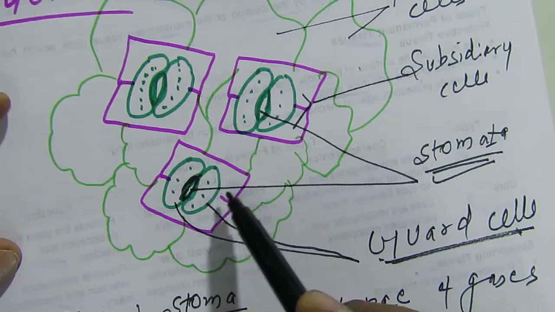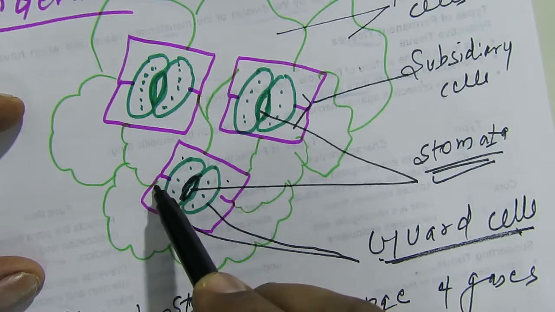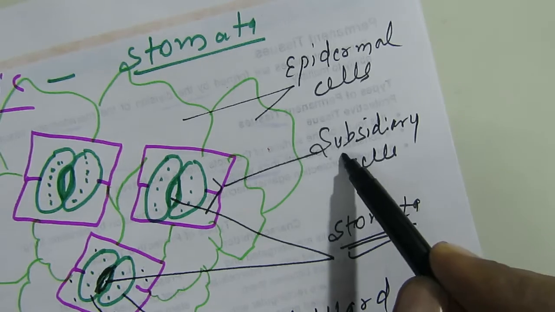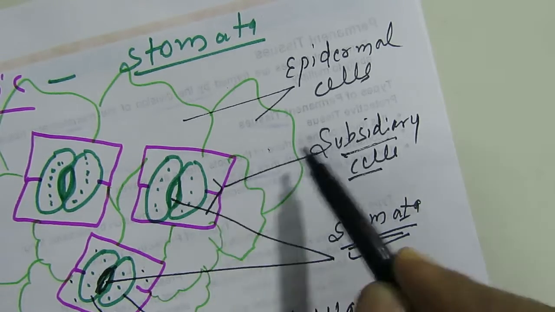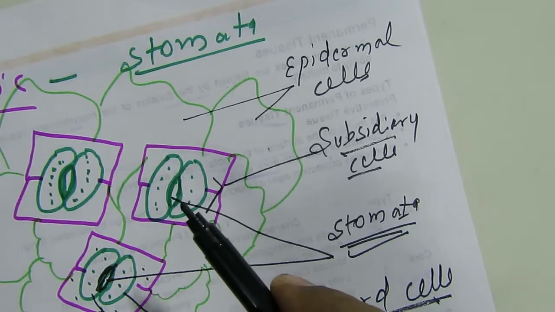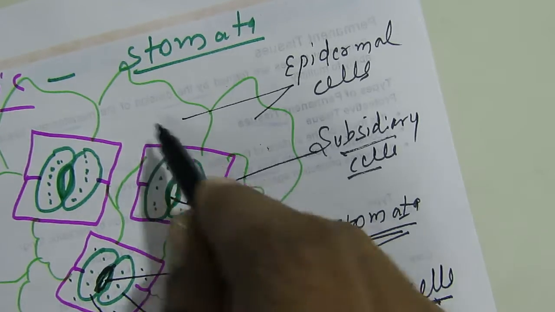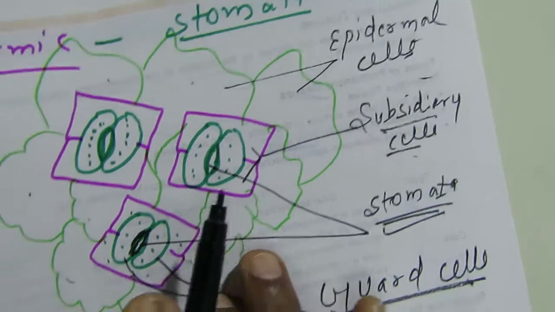Guard cells are also sometimes surrounded by a different type of cells. Here I have drawn rectangular pink cells. These rectangular pink cells are called subsidiary cells. Subsidiary cells means helper cells. They help the guard cells in opening and closing. You must have heard that these stomata are open during daytime and closed during night. So it is like a hole, like windows. And these thin green cells are called epidermal cells. So this is the diagram of stomata.